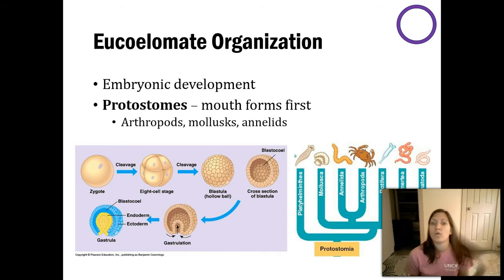Now this includes a wide variety of organisms. These are typically aquatic organisms. That includes our arthropods, so thinking about crabs, but also insects. Our mollusks, which include like our squid and octopi, and our annelids, like our earthworms. So quite a few organisms, especially thinking about insects. Insects, huge amount. So again, you're talking about zygote. It starts folding in. That opening that is formed is the mouth.